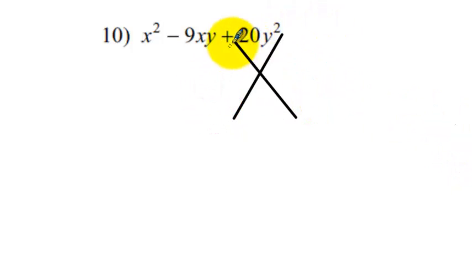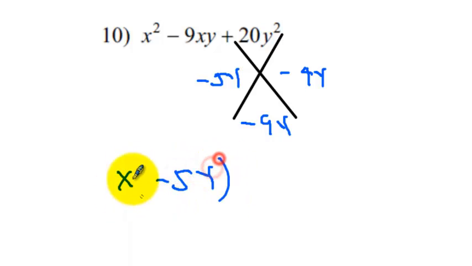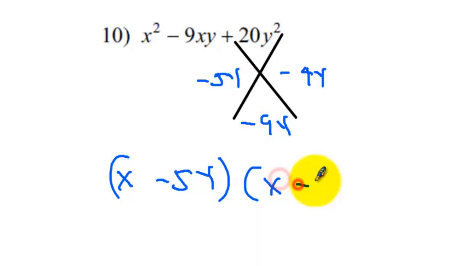So what if we try negative 5y and then negative 4y? The product is equal to 20y squared. The sum is equal to negative 9y, which gave us the middle term. So our answer will be x minus 5y, x minus 4y. And again, don't forget to check your answer using the FOIL method.